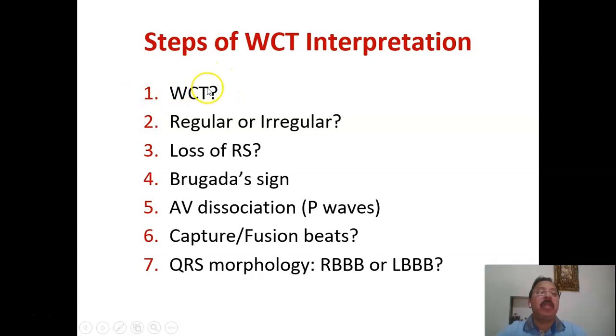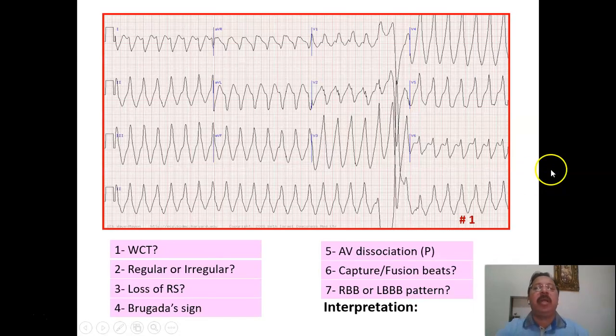First step, we'll see: is it wide complex tachycardia or not? Then regularity, regular or irregular. If it's regular, we'll follow the next 5 steps. If it's irregular, then Brugada's algorithm is not applicable. If it's regular, then we'll look for loss of RS, Brugada's sign, atrioventricular dissociation, capture and fusion beats, and QRS morphology.